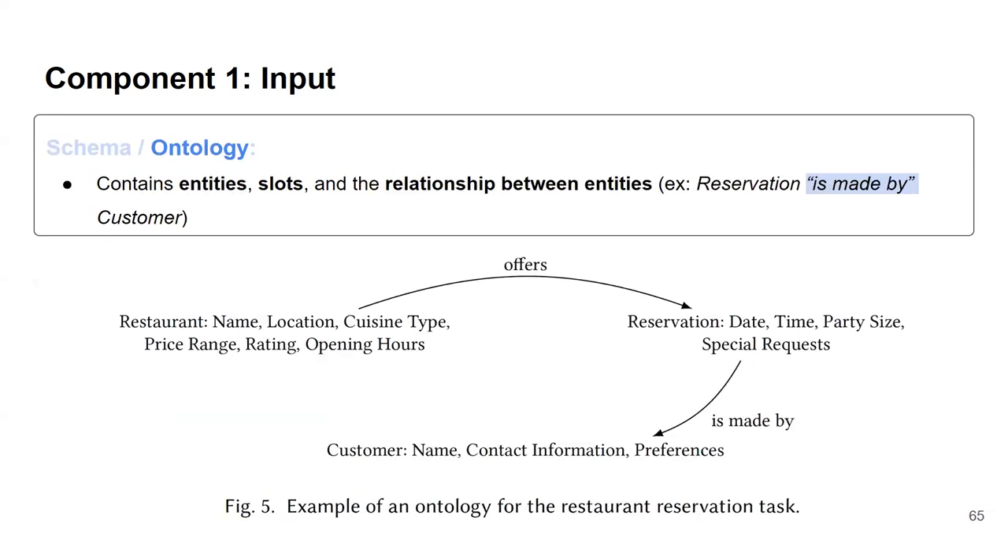And the ontology is very similar. The only thing that is different, and how the ontology builds on the schema, is that you also have relationships between them. So you don't know just that a restaurant is linked or associated with a reservation, but you know that a restaurant offers reservations. And you know that a reservation is made by a customer. So when you generate a dialogue using this, you also have these attributes, usually in the form of verbs, that you can use to link these.